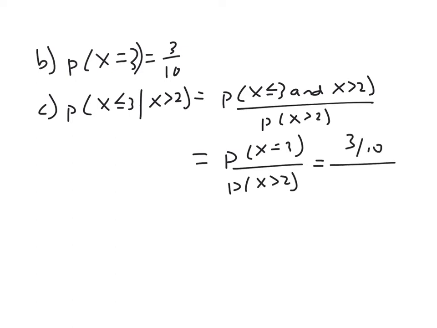The probability that x is greater than 2, that's x equals 3 or x equals 4, so that's 3 over 10 plus 4 over 10, so altogether that becomes 3 over 7. So the key thing here is to go from this conditional probability to that. So that's the rule. And then if it's less than or equal to 3 and bigger than 2, that means it's equal to 3.